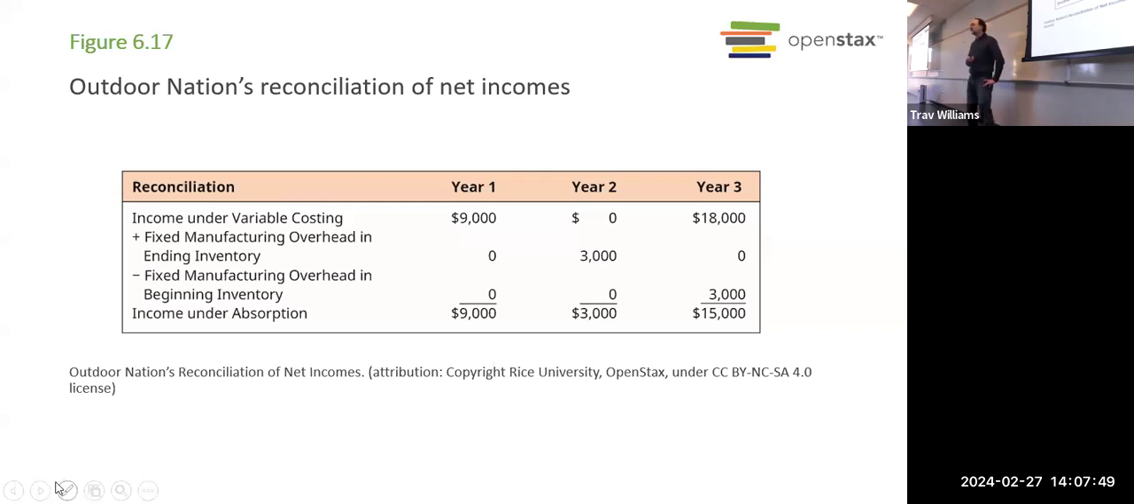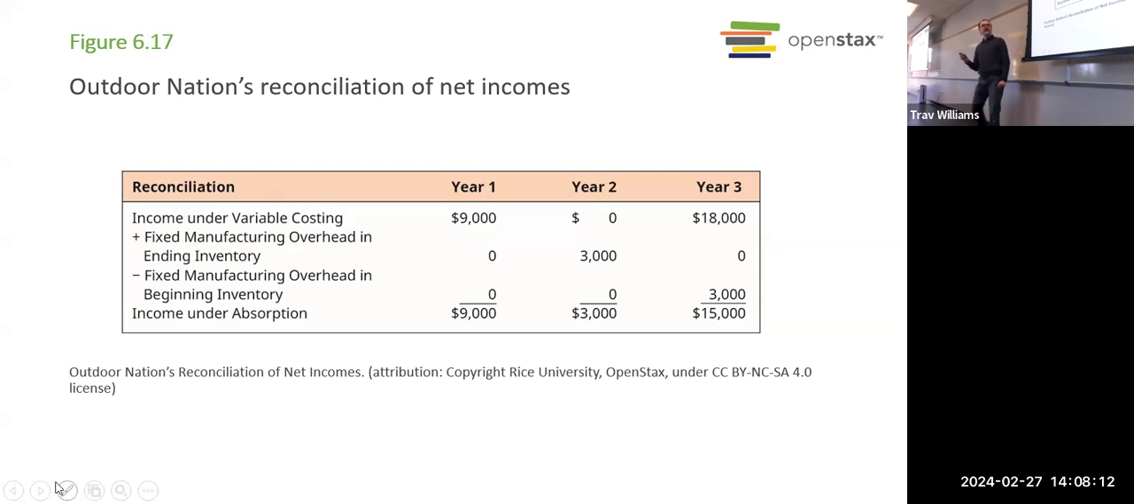Okay, this one always confuses me. It made sense when I was looking at it yesterday. Let's see if it still makes sense today. Okay, we've got two scenarios. We have variable costing here. We have absorption costing here. Notice, in this first year, they both came out the same, but they also had no ending inventory.